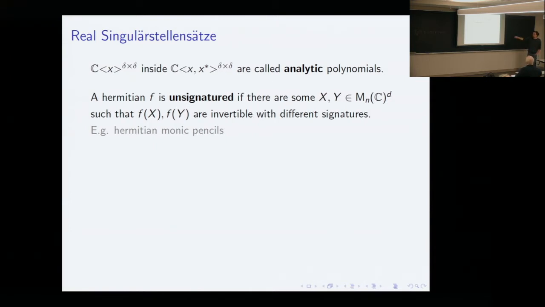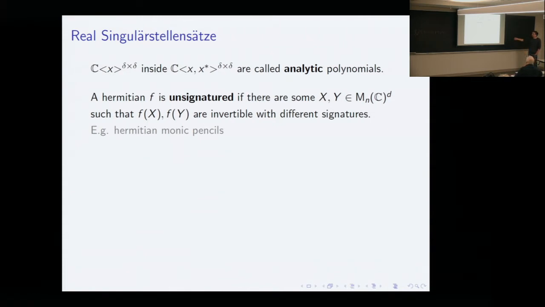And then another kind of polynomials are going to be the Hermitian ones that are unsignatured, in the sense that they will change the sign. What does that mean? Well, I'm going to find some n and two matrix tuples x and y, such that f of x and f of y have different signature, different amount of positive and negative eigenvalues. For example, every Hermitian monic pencil is like that.